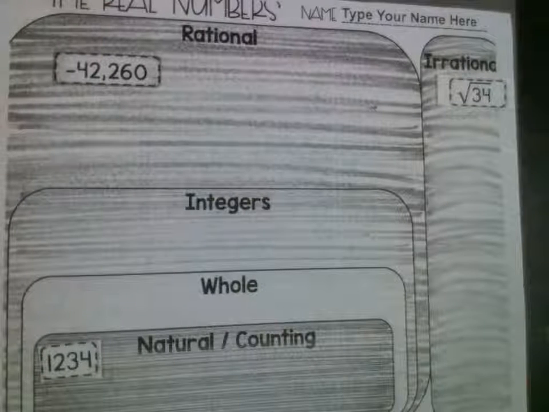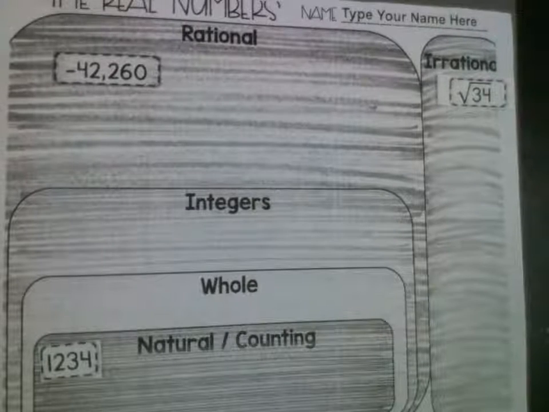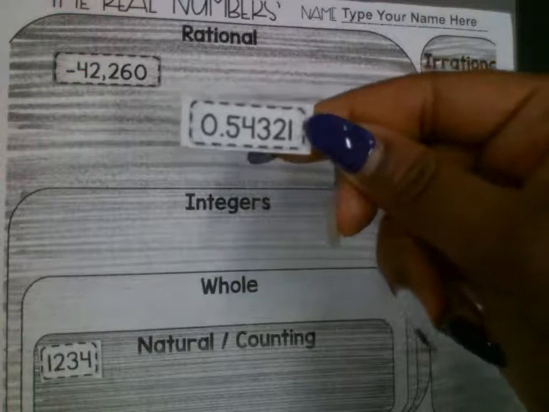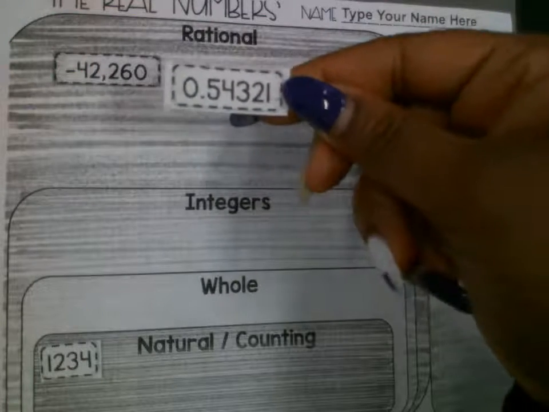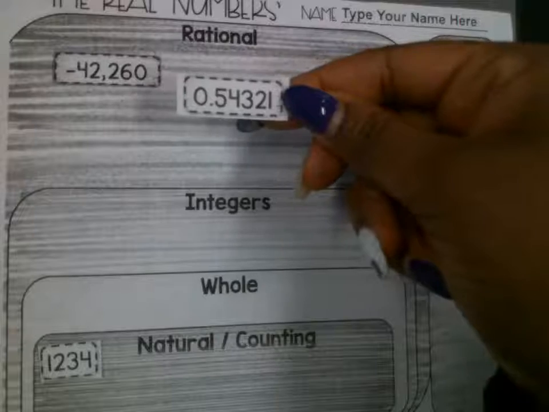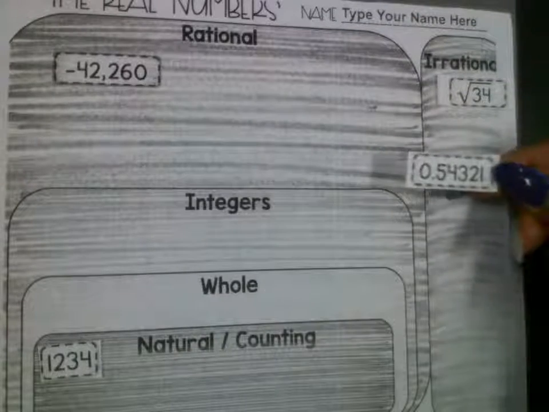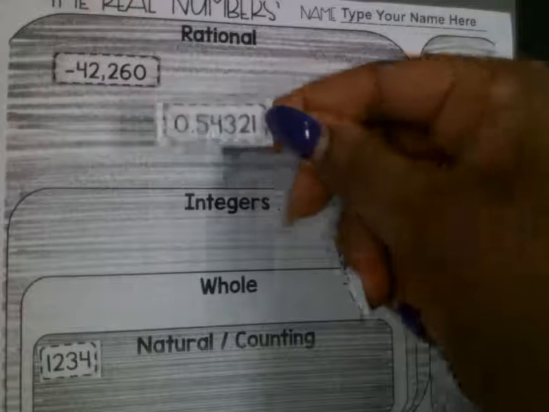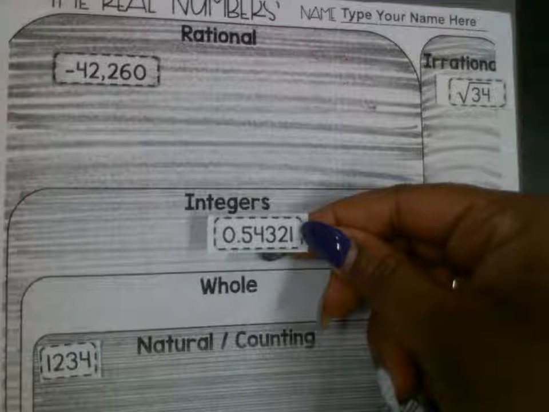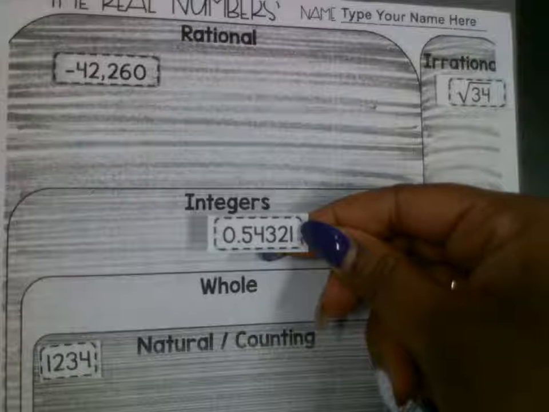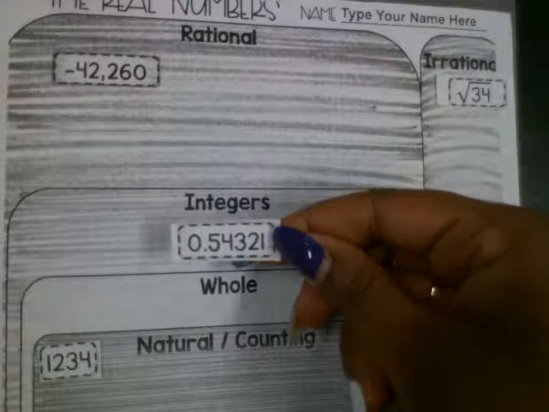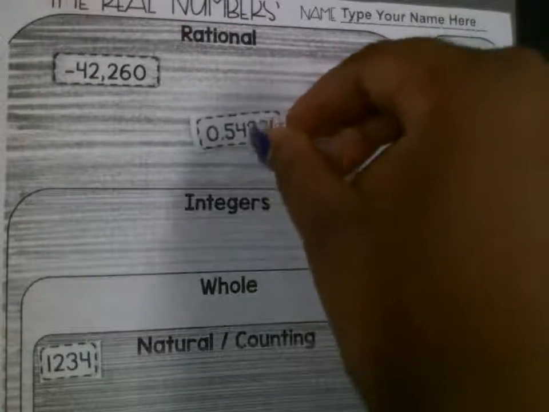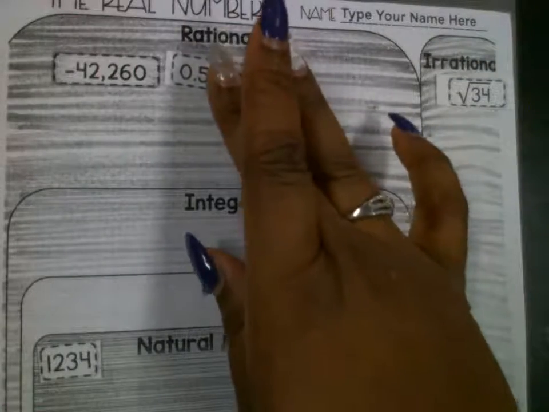Let's do the next number. Remember, we'll paste at the end. We have this long decimal here. It does not have the dots on the end. So is this a terminating decimal? It stops. Is it rational or is it irrational? It's very rational. Okay. Is it an integer? It is not an integer because it's a decimal. That means it can't be any of these either. So it's only a real number and a rational number.